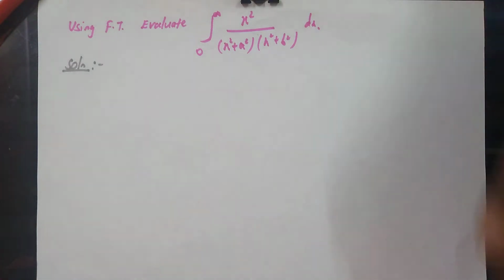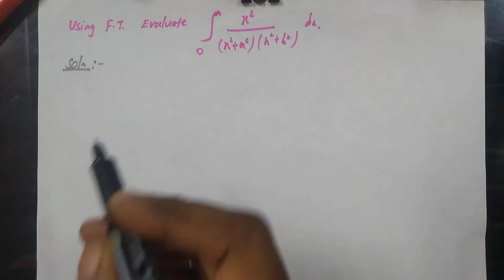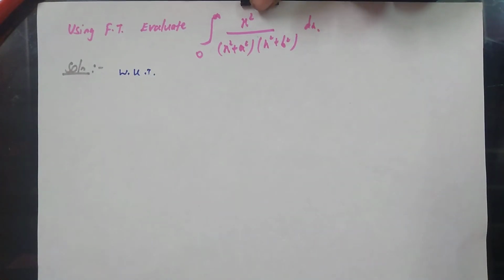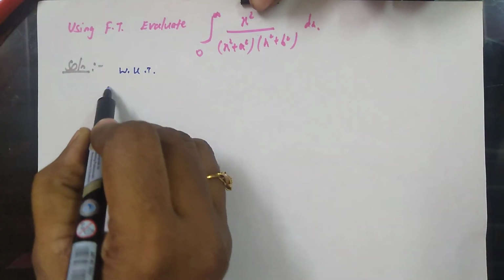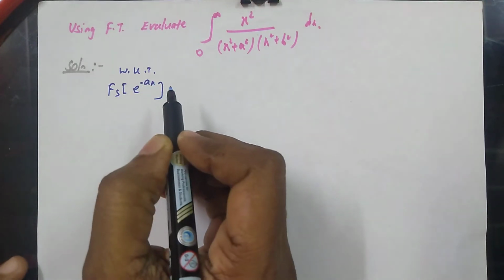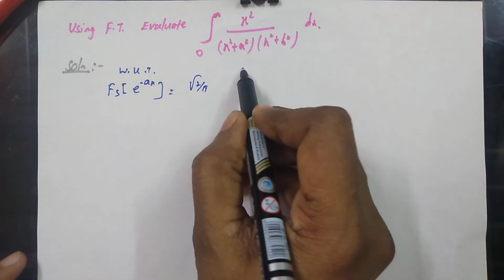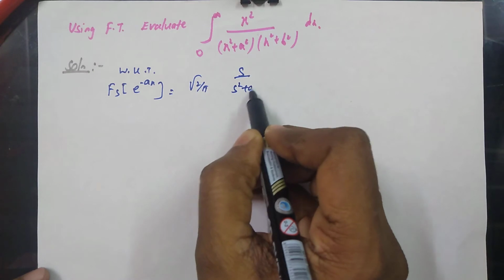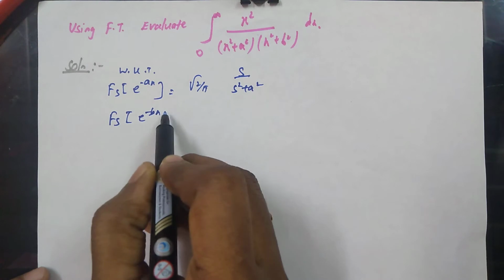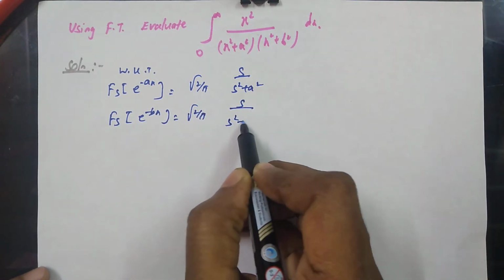We have a well-known result in the Fourier sine transform. We know that the Fourier sine transform of e power minus ax is a very well known result, which is equal to root of 2 by pi times s by (s square plus a square). Similarly, we know that Fs of e power minus bx equals root of 2 by pi times s by (s square plus b square).